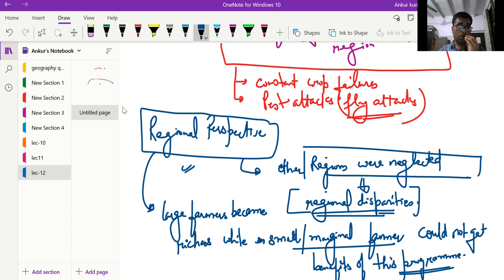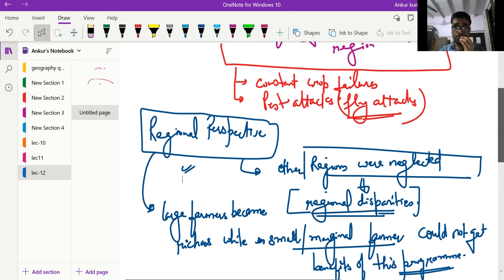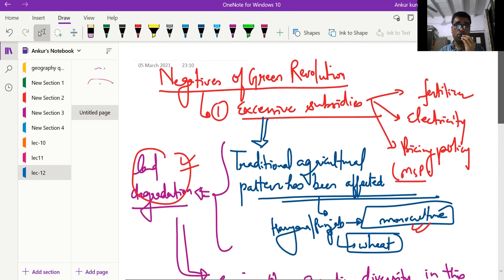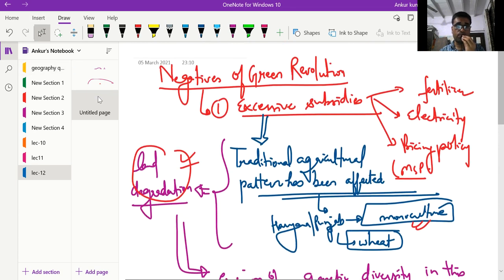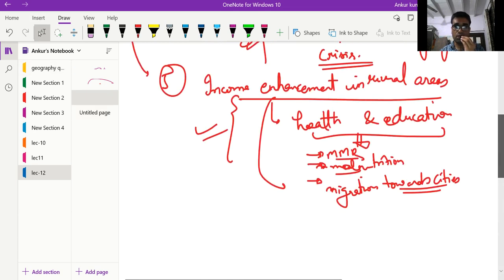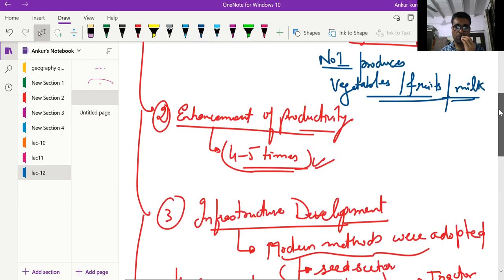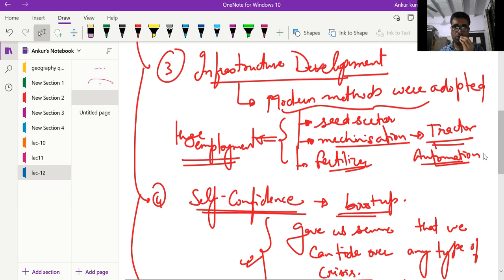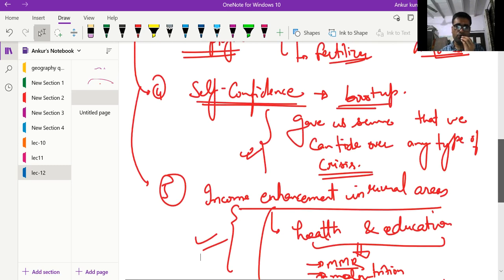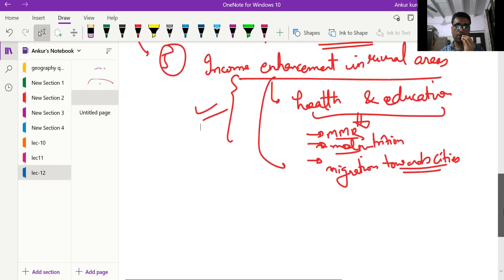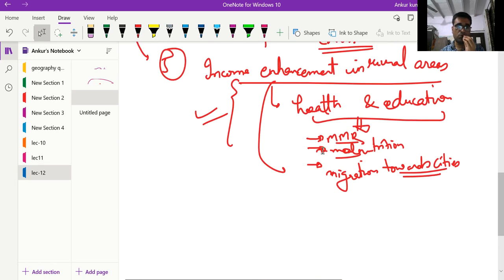Now see, what we have seen is what were the schemes adopted in the green revolution, and what were the positives of the green revolution. India became food sufficient, productivity enhancement, infrastructure development, we became self confident, income enhancement in the rural areas, then migration towards the cities, development of new technologies, etc. Anything can be written.